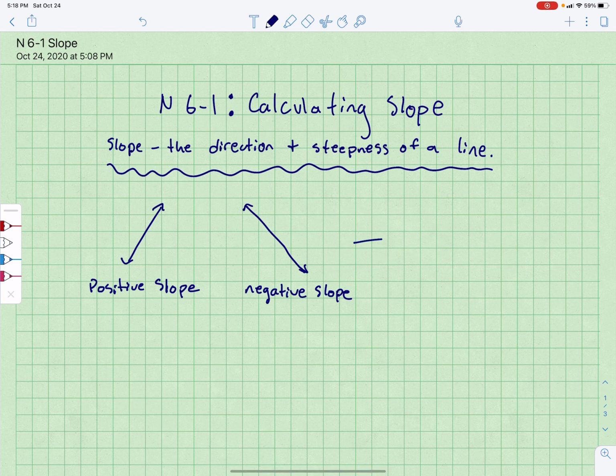If you have a horizontal line like that, this would be no slope. And the last case is if it's vertical like this, that would be a case where you would have to divide by 0 and you would get undefined slope. So those are important things to remember when we're talking about slope and direction and all that kind of stuff.